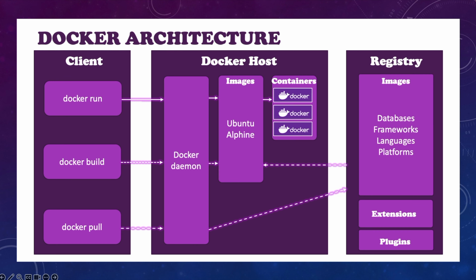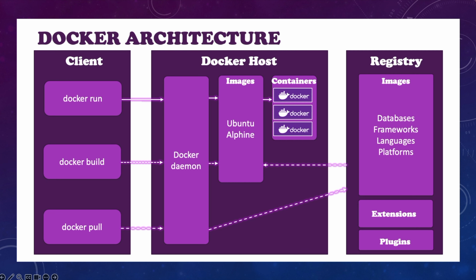Finally, there is another component called the registry. A Docker registry is a central repository that stores and manages Docker images. It serves as a distribution hub where users can upload, store, and download Docker images. Docker registries facilitate the sharing and distribution of container images among teams, organizations, and the broader Docker community.